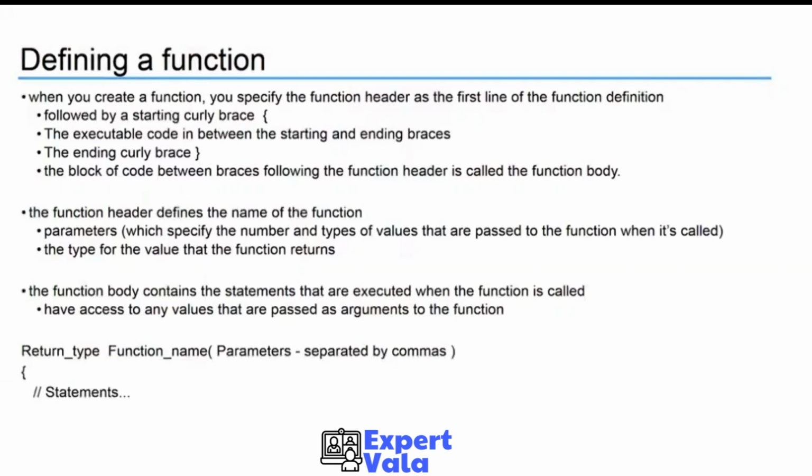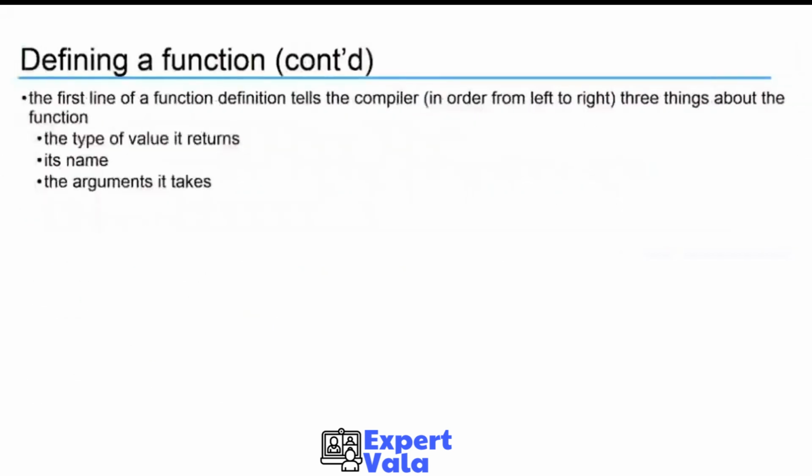And then you have that right curly brace which ends the function implementation. That is what a function looks like in C. Now let's focus on the function names, and we'll talk about the parameters and return types later. The first line of the function definition tells the compiler, in order from left to right, three things about the function as I mentioned: the type of the value it returns, the name of the function, and then any data it takes.